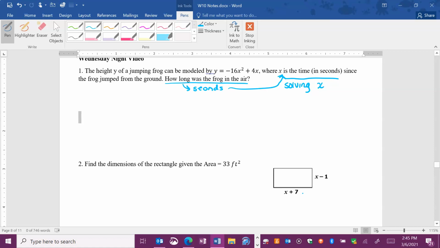So if y is the height, we want to know when he leaves and when he comes back down. So if we set this equal to 0, we should get 2 points when he was on the ground.